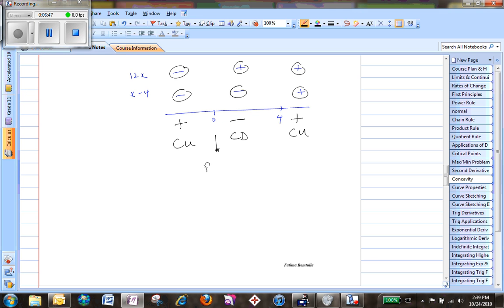I have a point of inflection at 0 something, and I have a point of inflection at 4 something. I'm going to take 0 and plug it back into the original equation, and I get 0, 0. If I take 4 and I plug it back into the original equation, I get negative 256. And that's it.